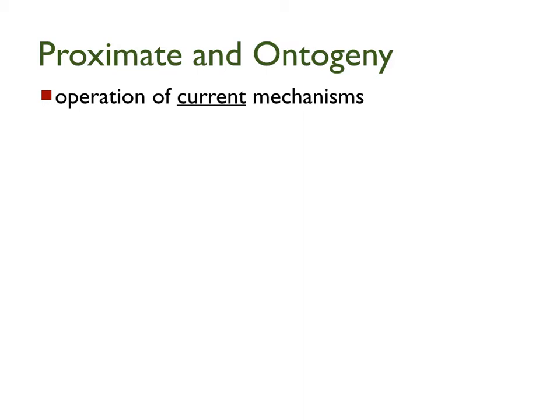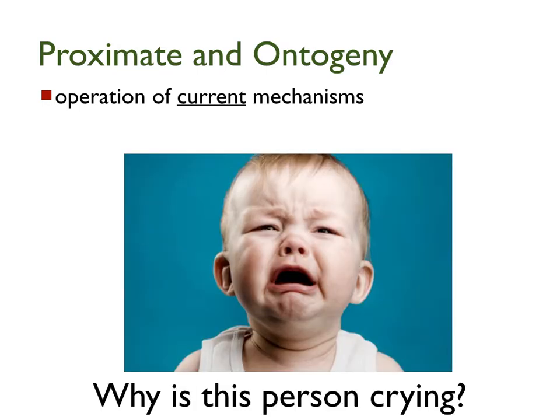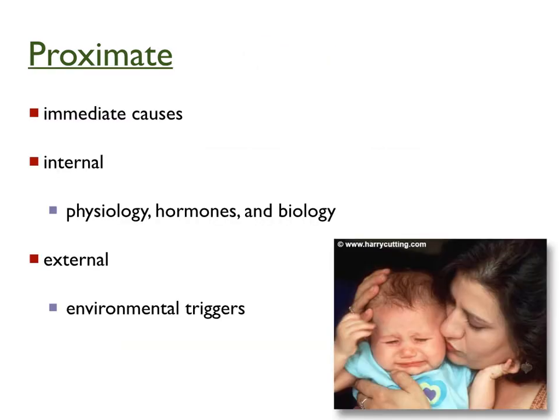These are the operation of current mechanisms, and we group these together because they're the how questions. So let's ask, why is this person crying? And we're going to start by looking at how does crying get triggered, basically. So a proximate level looks at the immediate causes, and you can think about breaking these down into 2 groups. You can think about internal causes like your physiology, your hormones, your biology. I'm sure you're aware that you're more likely to cry when you've had less sleep, or perhaps you have increased levels of particular hormones, or there's something in your eye. So these are immediate causes that would trigger a tear response.